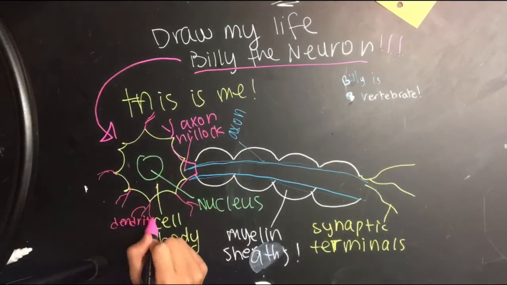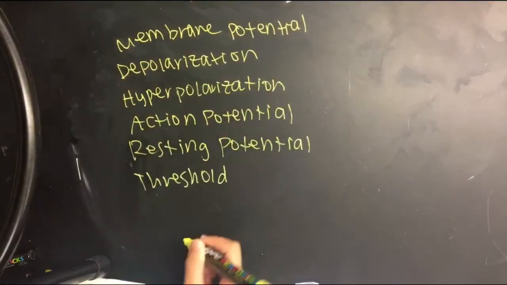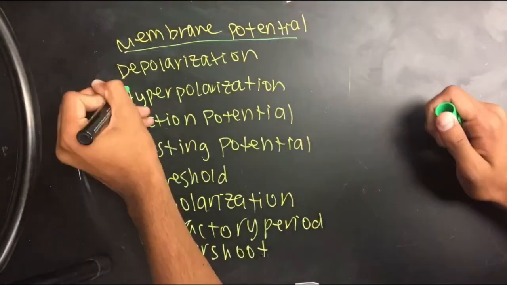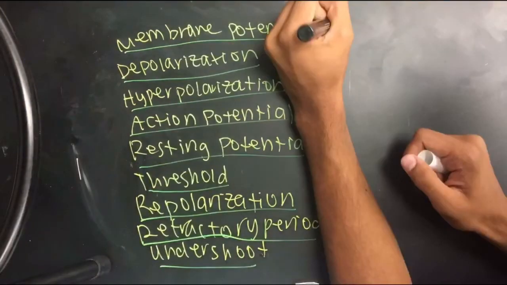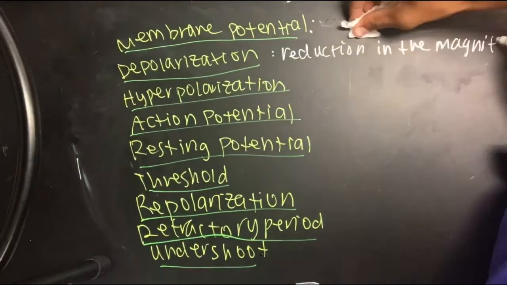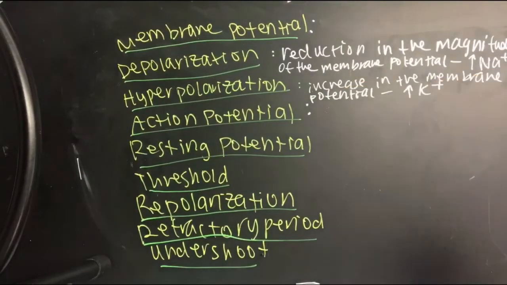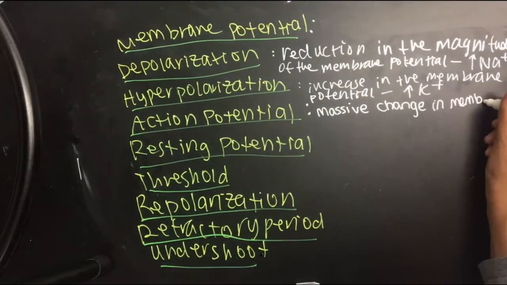Now let's move to more things about me, the things that go on inside of me and around me. First, we will begin with depolarization. Now, depolarization is the reduction in the magnitude of the membrane potential. Hyperpolarization is the increase in the membrane potential. Action potential is the massive change in membrane voltage. Membrane potential is the voltage across the plasma membrane.